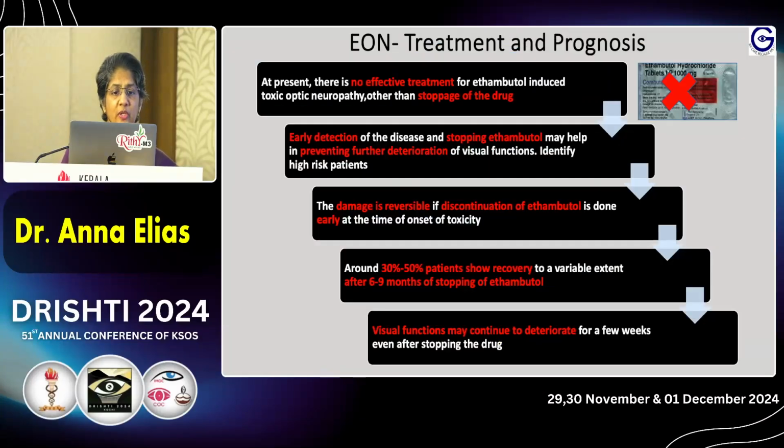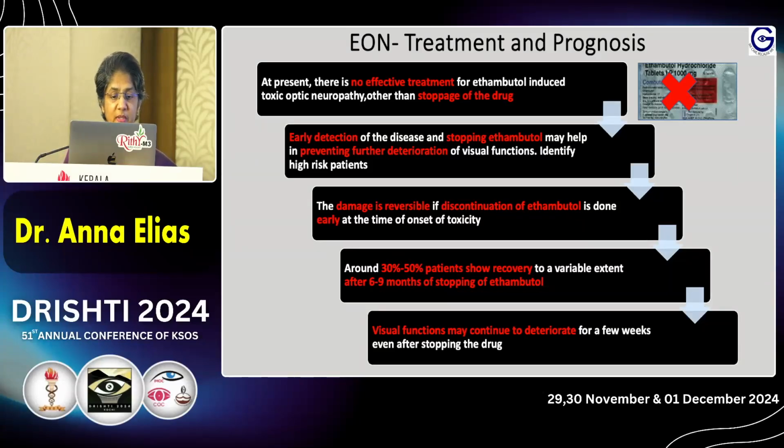So there is no effective treatment for ethambutol-induced optic neuropathy other than stoppage of the drug. But early detection of the disease and stopping ethambutol may prevent further deterioration. So the damage is reversible if discontinuation of ethambutol is done at an early stage. Around 30 to 50% patients show recovery to a variable extent after 6 to 9 months of stopping ethambutol, which means that almost 50%, a large percentage, will go on to irreversible visual field loss.